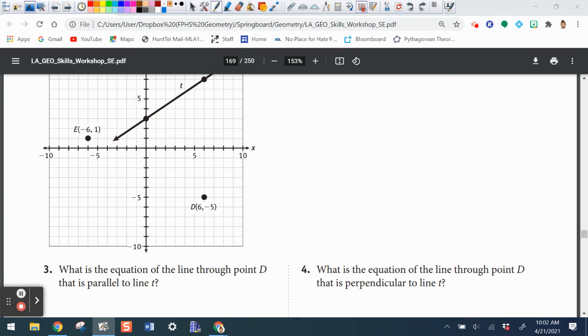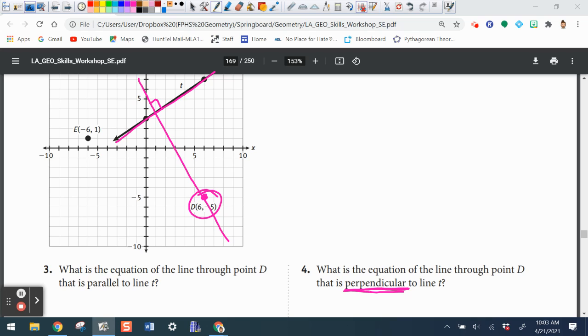So let's take a look at number 4. Number 4 says, what is the equation of the line through point D that is perpendicular to line T? So we're going to use the same point and the same line T, but now we need to find the equation of the line through this point that is going to be perpendicular to line T. Recall that perpendicular lines have to intersect to form right angles. So we're not looking at a line that's parallel to line T like we just did. We're looking at a line that can intersect T, go through point D, but also make a right angle.